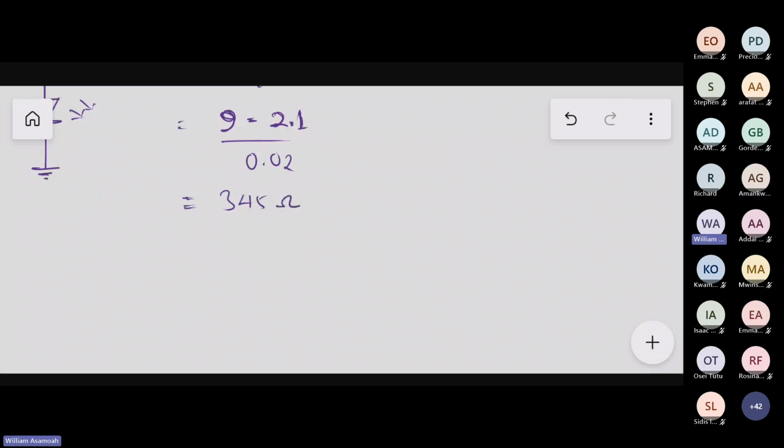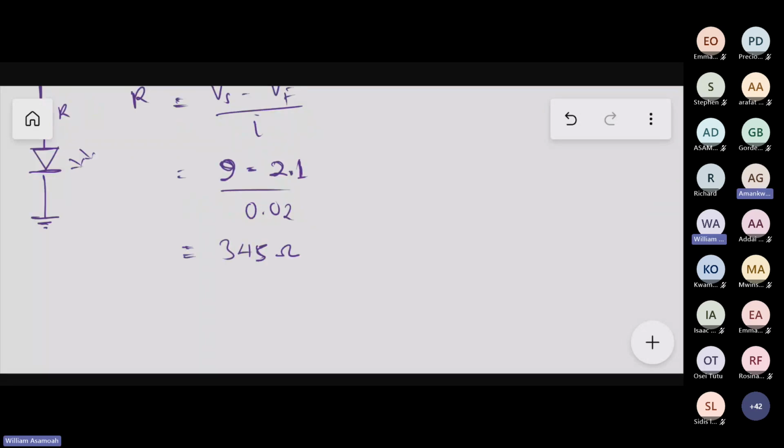Okay, yes, 345 ohms. Do we have a resistor with this value in the E12? You have to memorize the E12 values. 345 is there, but the answer is no, because you don't get a resistor with that value. So you have to use the E12 values. Go and revise chapter 0. So we don't have this value there.